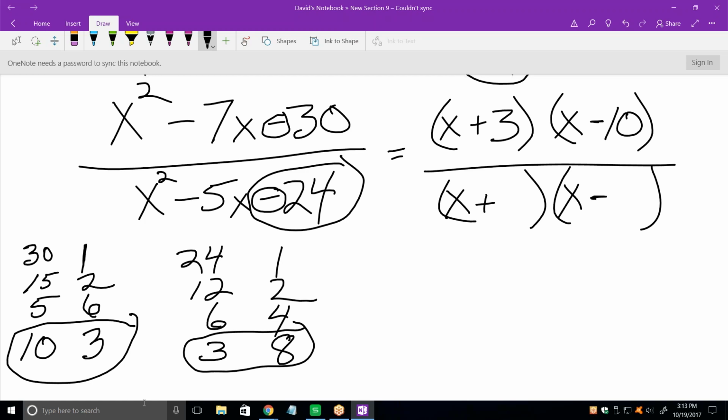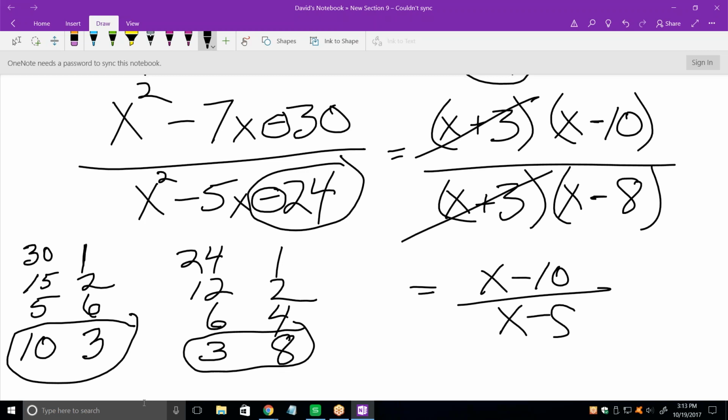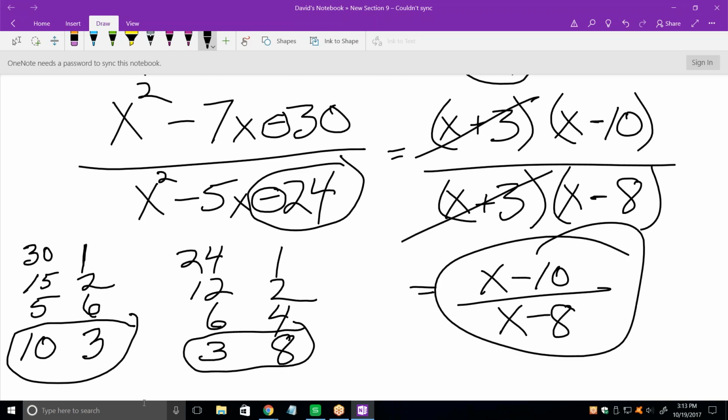Now, which number goes with which sign? So it'd be x plus 3 and then x minus 8. Correct. And that cancels. So our final answer is x minus 10 over x minus 8. Now, again, they just wanted you to simplify this. And they didn't want you to graph asymptotes or poles or anything like that.